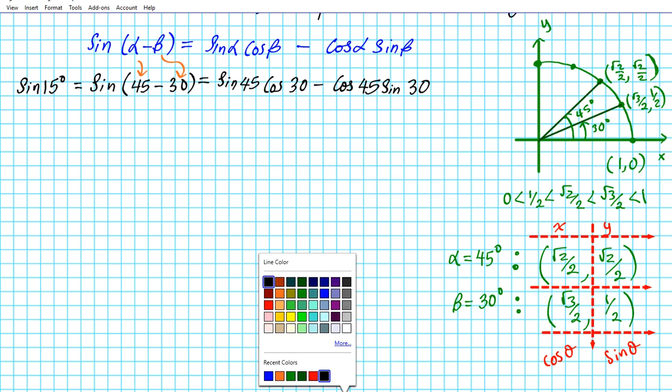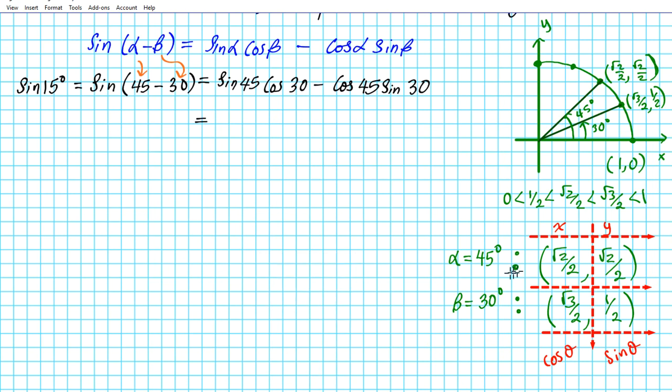Now, sine 45 degrees is the y coordinate here, so sine 45 is root 2 over 2. And then cosine 30 degrees is the x coordinate here, which is root 3 over 2. Minus cosine 45 degrees is root 2 over 2, the x coordinate of the 45 degrees point. And the y, sine theta, sine 30 degrees is the y coordinate for 30 degrees, which is 1 half. So we multiply that by 1 over 2.